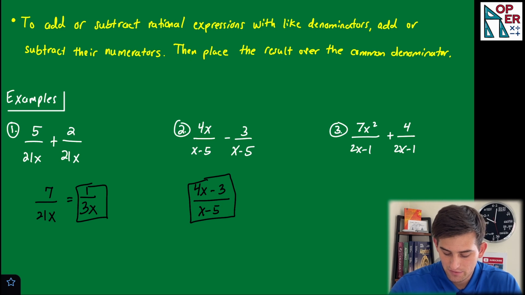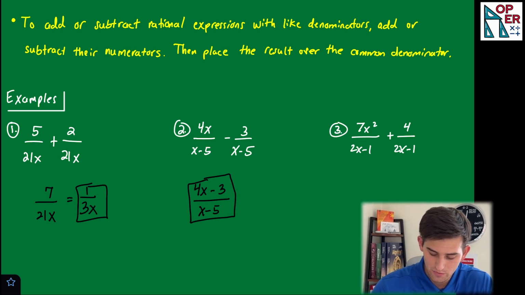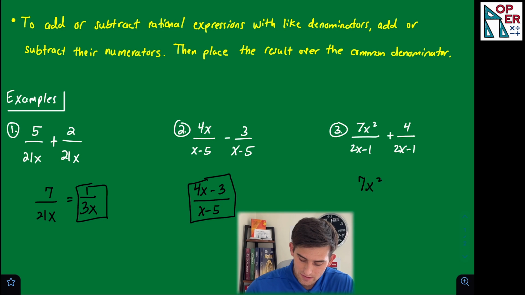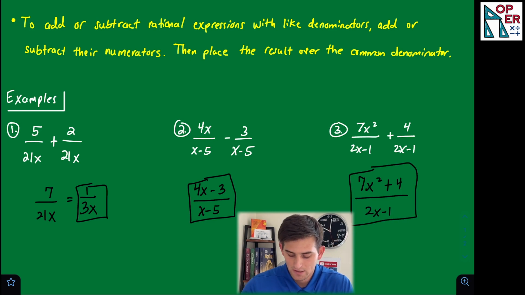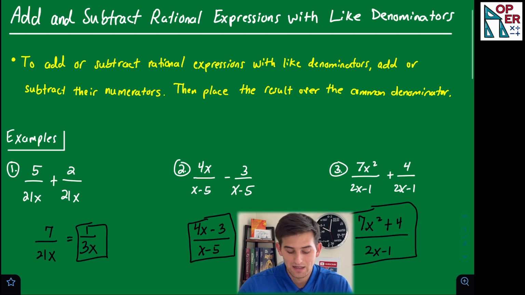And our last example, number 3, 7x squared over 2x minus 1 plus 4 over 2x minus 1. Once again, now we have a quadratic term and a constant term. So we can't combine those. We can just write them next to each other. So 7x squared plus 4. And we're going to write that over our like denominator, which would be 2x minus 1. So we have 7x squared plus 4 over 2x minus 1. And that is how you can add and subtract rational expressions with like denominators.